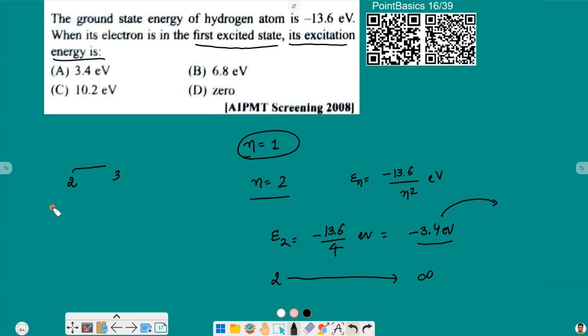So for the second level, we know that it is minus 3.4 electron volt, and for the third level E3 will be equal to minus 13.6 by 9, and that will give us minus 1.5 electron volt. And now if I calculate the energy difference between these two levels, that will come around 1.9 electron volt. So from the second level to the third level for excitation, we need 1.9 electron volt, and that is not mentioned here. So the only possible answer will be 3.4 electron volt. That is option A for us. Now let's move to the next one.